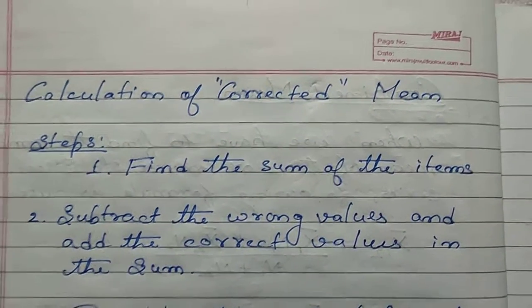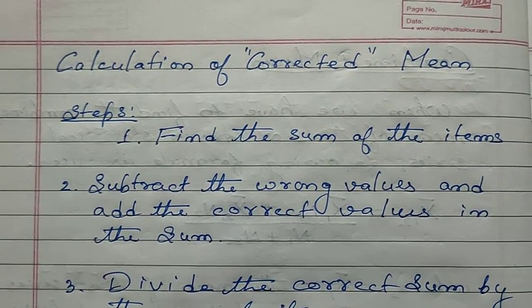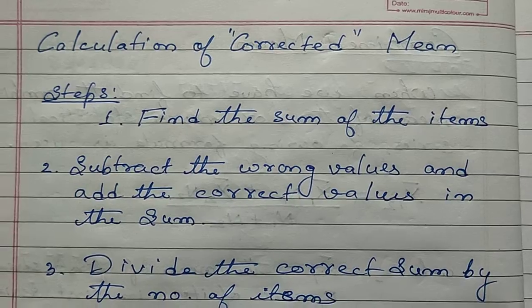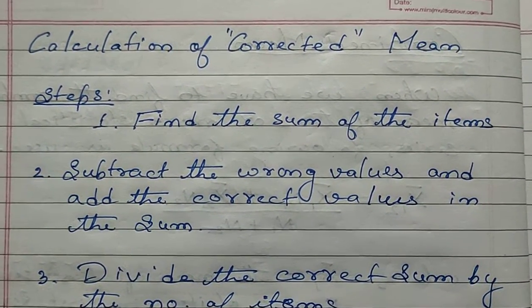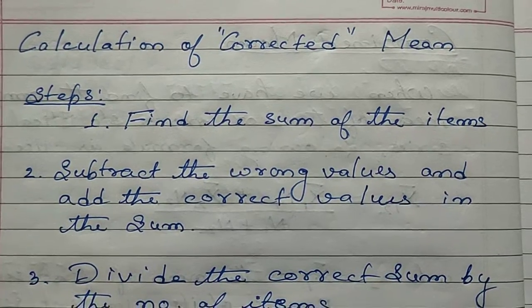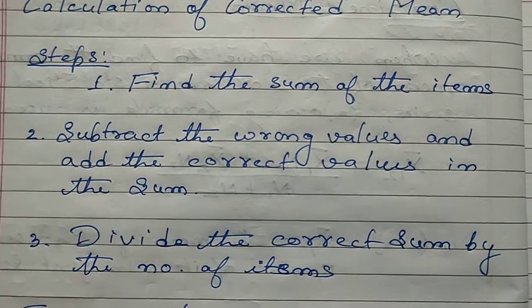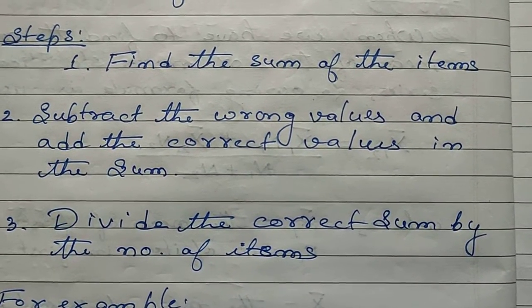Now let us understand how to calculate the correct mean. Sometimes due to wrong entry of certain values, we get the wrong arithmetic mean. So let us understand how to find the correct mean in such a case. First I have written some steps in order to find the correct mean.